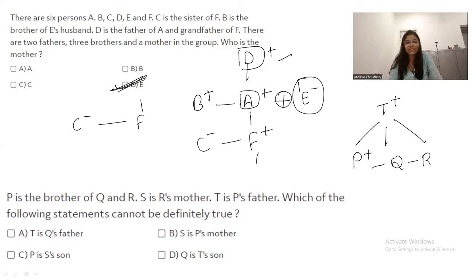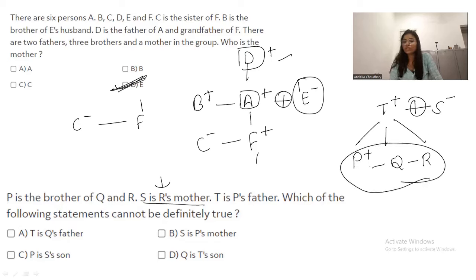The first statement is T is Q's father. So yes, T must be Q's father. Okay, so it is true. S is R's mother. From here, we can see that S is R's mother. So S must be the wife of T and the mother of R. Now, the option is S is P's mother. If these three are siblings together, S must be the mother of P too, right? So this option is also correct.